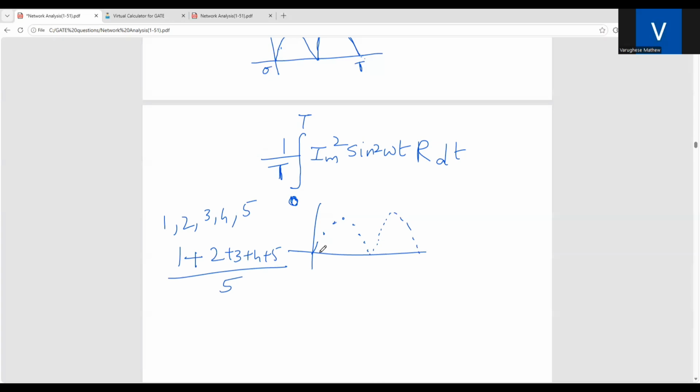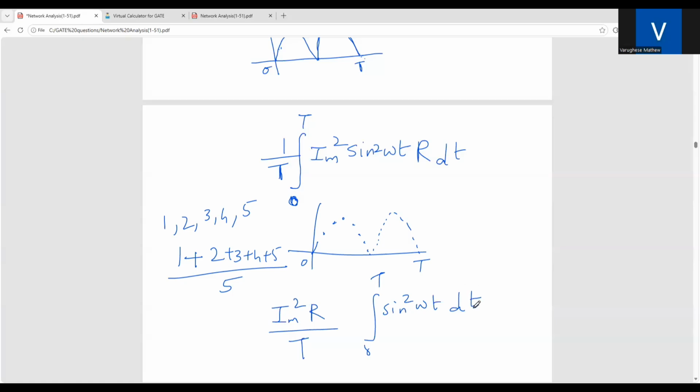Okay. Similarly here, from 0 to T, you are adding everything. Adding means integrating. You are integrating from 0 to T, and then you are dividing by T. Then you will get the average power. Okay. Yes, sir. So what is Im? The Im squared, I bring it out. R I bring it out. By T, I bring it out. So this is going to be integral 0 to T sine squared omega t dt.